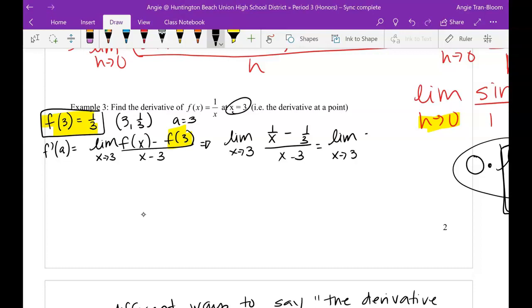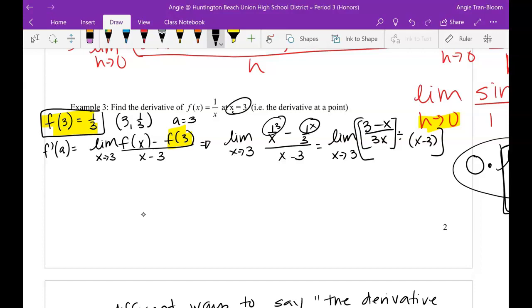I'm now going to find the common denominator for the top. So that's going to be 3x. That means I'm going to multiply this side by 3 and this side by x. So that's going to be 3 minus x, divided by 3x. So now I'm going to do the division this way, and I think some of you will be able to see why I'm writing it that way. Because now if I were to multiply by its reciprocal, guess what happens?